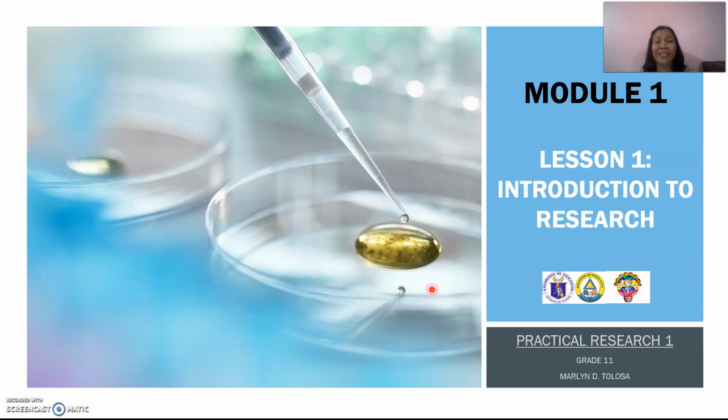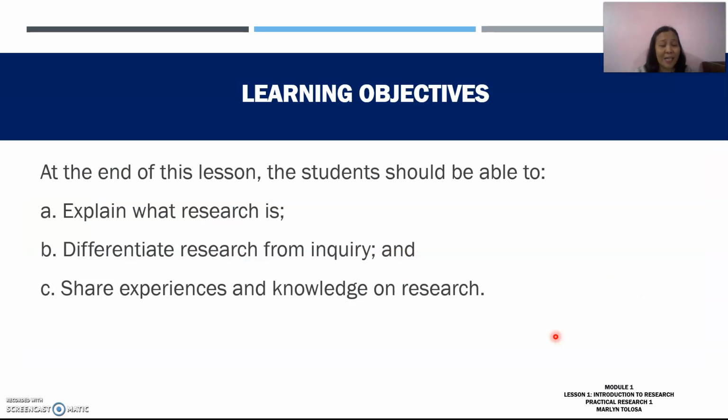Welcome to grade 11. This is the first module for Practical Research 1, Lesson 1, Introduction to Research. This lesson aims to achieve the following objectives. First, that students are able to explain research, differentiate it from inquiry, and share experiences and knowledge on research.